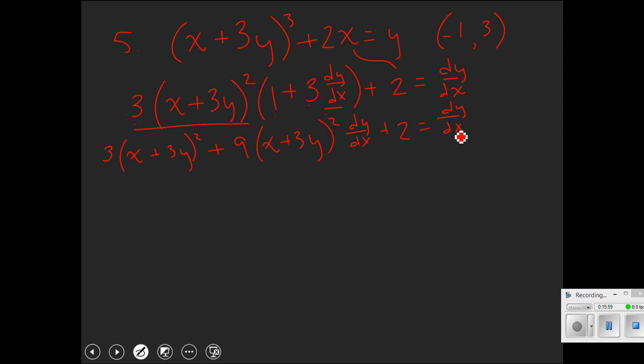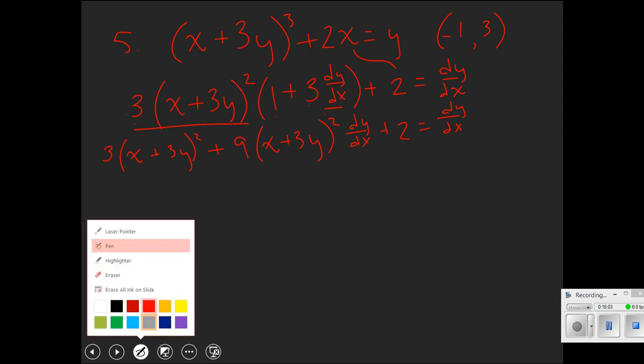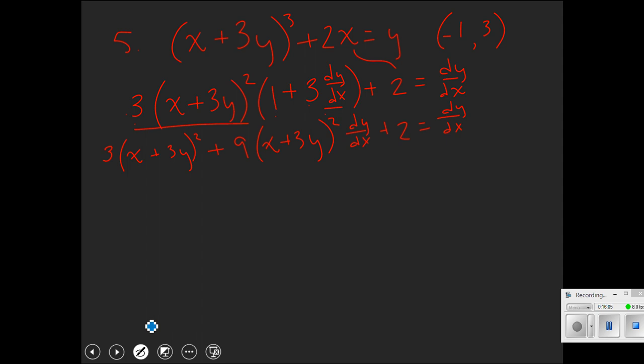Okay? And then it's just the same thing I was saying earlier. Get all the dy/dx's to one side, then factor the dy/dx out, and then divide, and you're done. So I'm going to do this in a different color, hopefully make it slightly less confusing. So we have 9 times (x plus 3y) squared dy/dx. I'm going to subtract that other dy/dx.